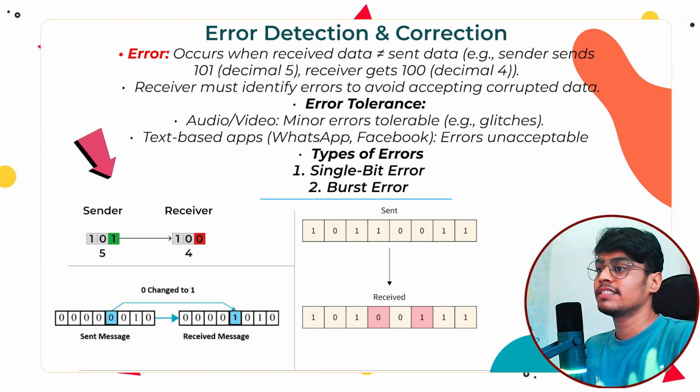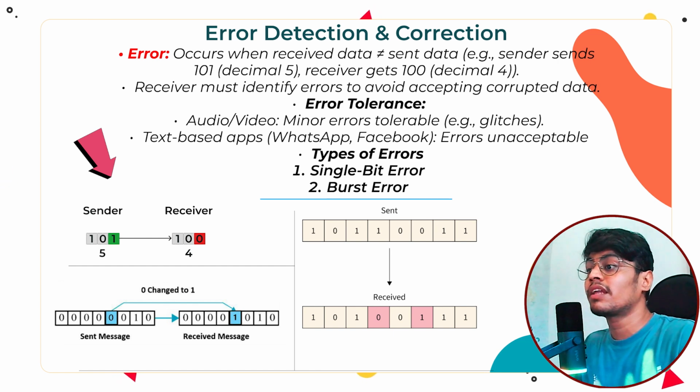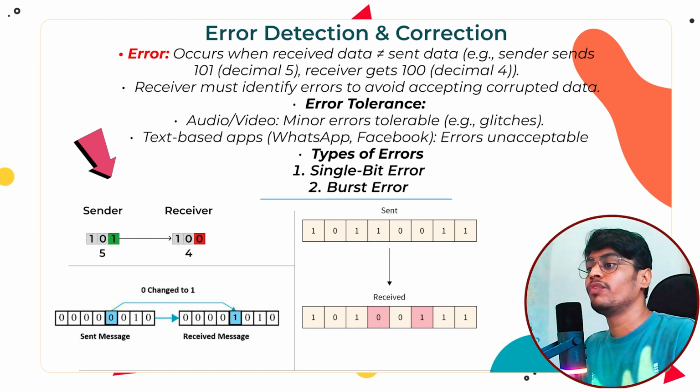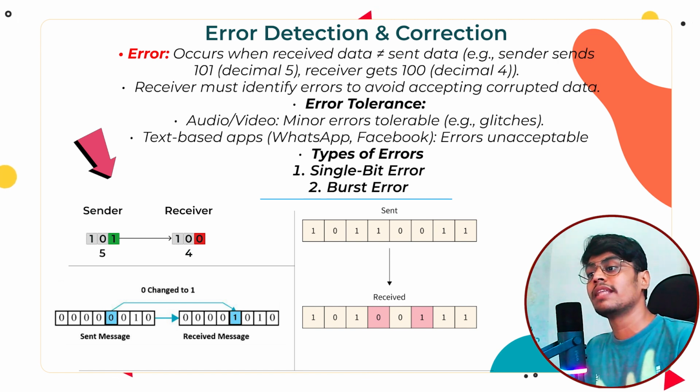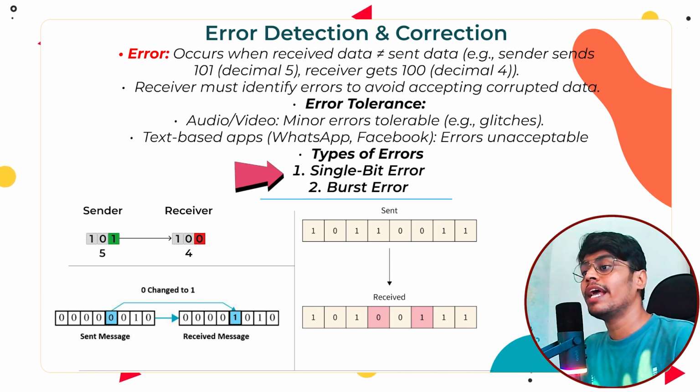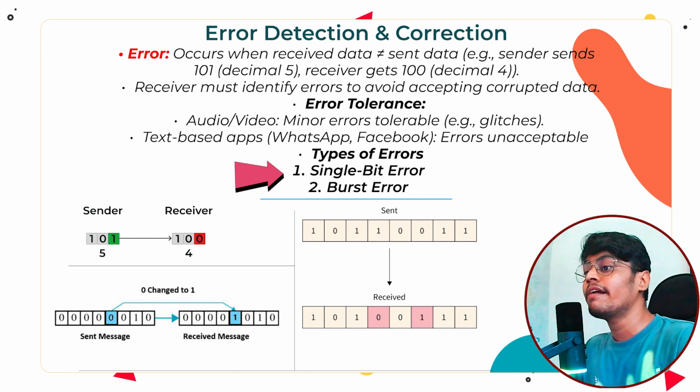If we talk about the OSI layers, where does error detection and correction occur? It occurs in the transport layer and the data link layer. We are talking from the point of view of the data link layer, where we check bit by bit whether there is any error or not. Next, what are the types of error? Single bit error and burst error.